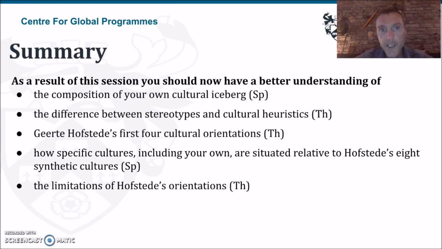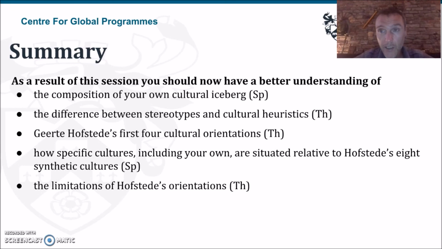As a result of this session, we should now have a better understanding of the composition of our own cultural iceberg, that's specific knowledge; the difference between stereotypes and cultural heuristics, theoretical knowledge; Geert Hofstede's first 4 cultural orientations, that's theoretical knowledge about cultures, how to classify them in general; and how specific cultures, including your own, are situated relative to Hofstede's 8 synthetic cultures. That is specific knowledge.